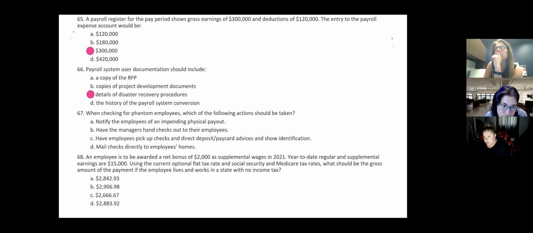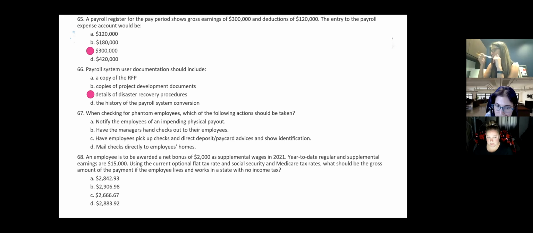disaster recovery procedures. This is top of mind right now with the hurricanes that the South has been experiencing. I'm sure this is very top of mind for many of them. So yes, the disaster recovery procedure is very important.